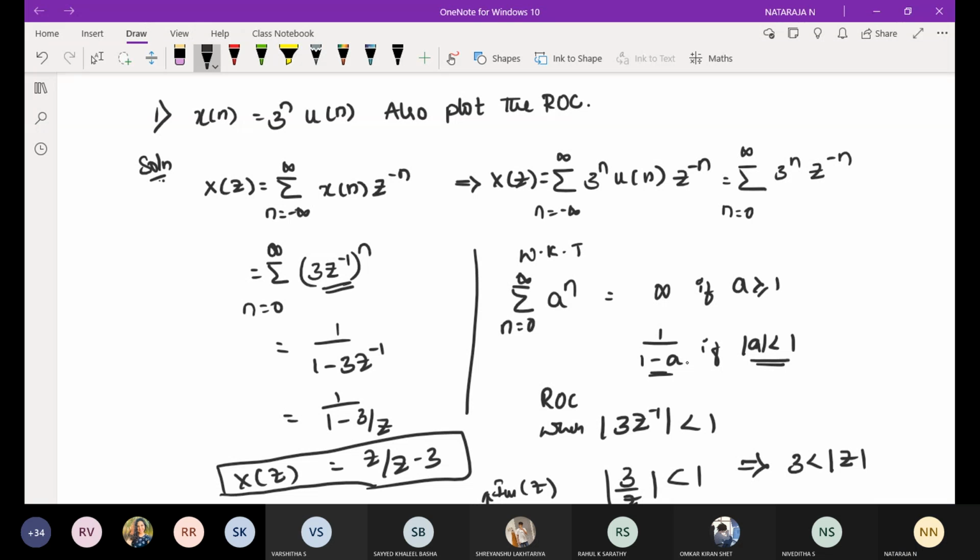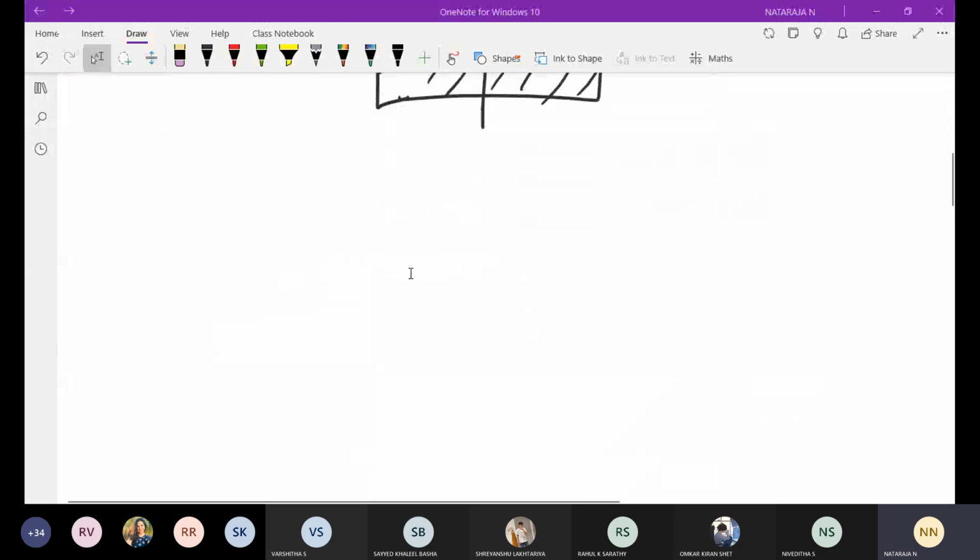Yes, sir. Okay, can you try the next problem? Second problem, take. Find the Z transform of x of n is equal to a power n u of n, and also plot the ROC. Replace 3 power n by a power n. Find the solution.